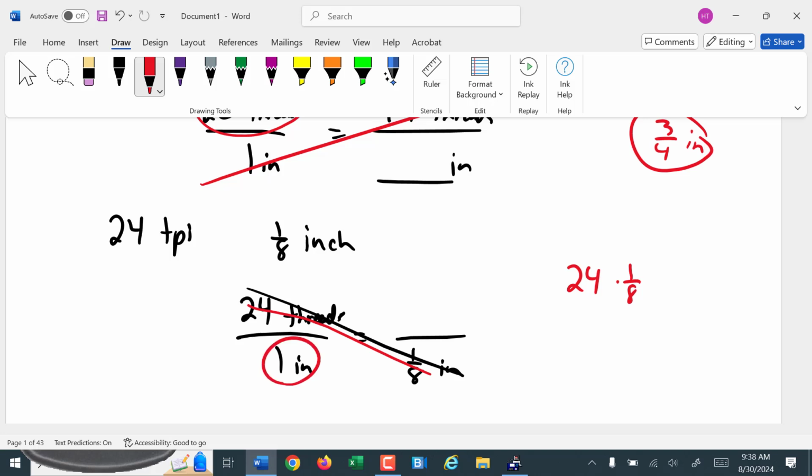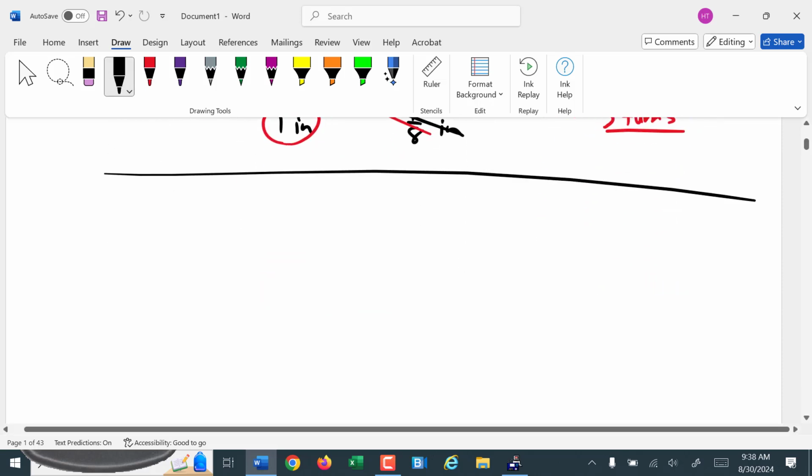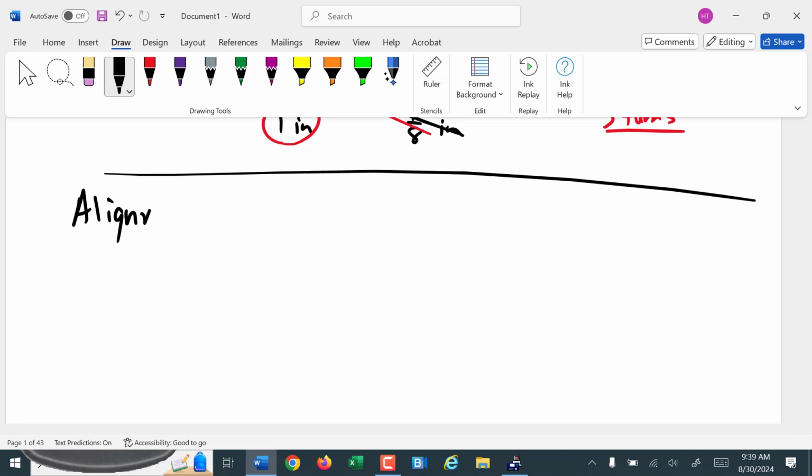So 24 threads is 1 inch. I need an 1/8 inch. What gets multiplied? 24 times 1/8. You got it. Then, of course, divided by the 1, which doesn't do anything, so we don't really have to do it. 24 times 1/8 divided by 1 will be 3. So we have to turn the nut 3 turns. That'll give us our 1/8 of an inch of adjustment. Any questions on anything I've done so far? Anybody have questions on multiplying the whole number in a fraction? Everybody's good with that?